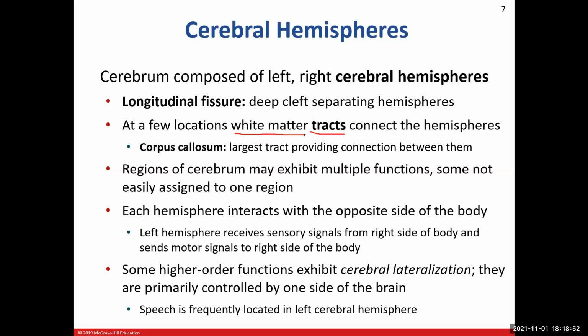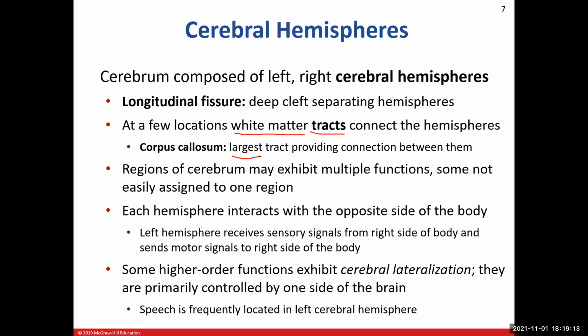So in the cerebral hemispheres, for the most part, they are separate, but they are connected in a few areas. And we call those commissural fibers. And the largest of the commissural fibers is the structure called the corpus callosum. And that's going to allow your right cerebral hemisphere to communicate with your left cerebral hemisphere.